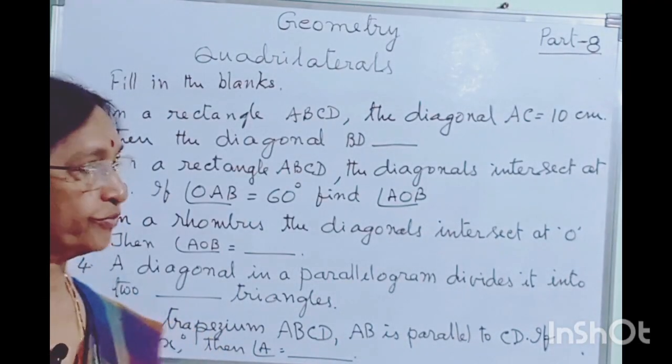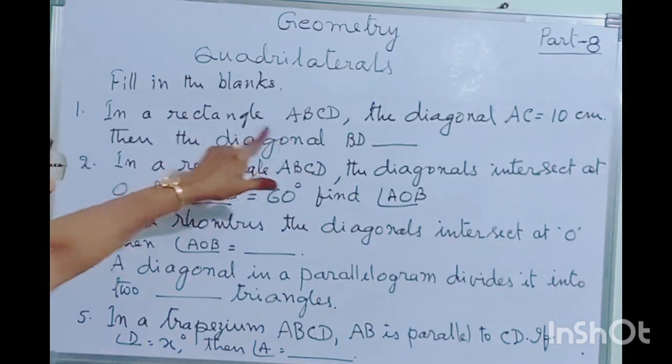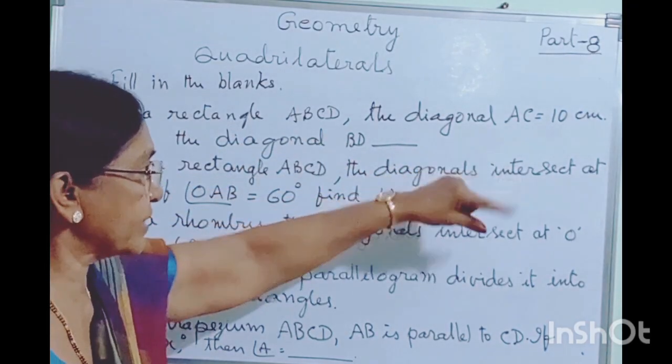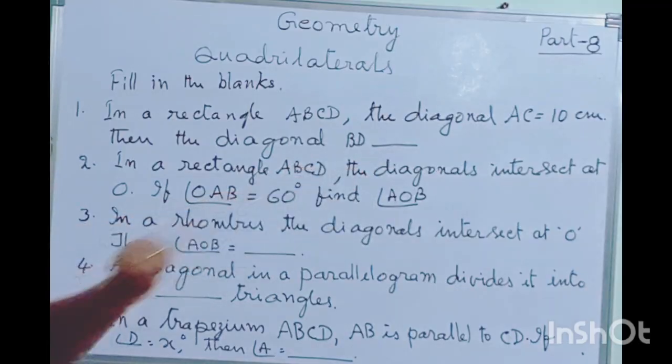Next, some fill in the blanks questions. First one: in a rectangle ABCD, the diagonal AC is equal to 10 centimeters. Then the diagonal BD is equal to dash.